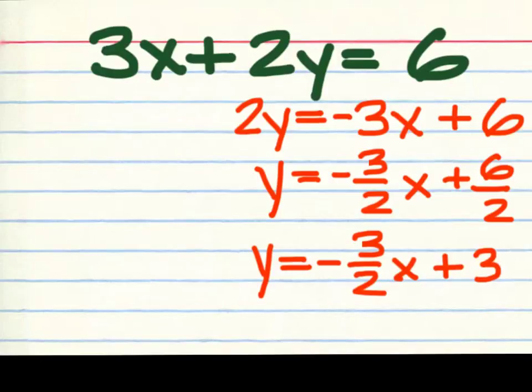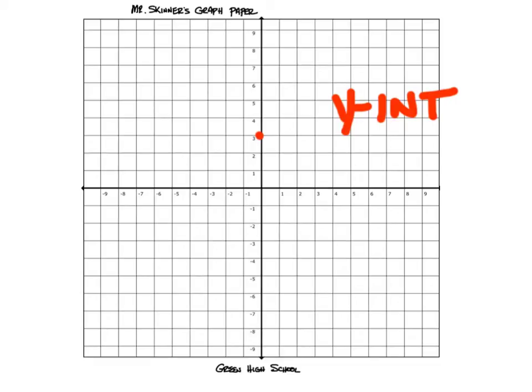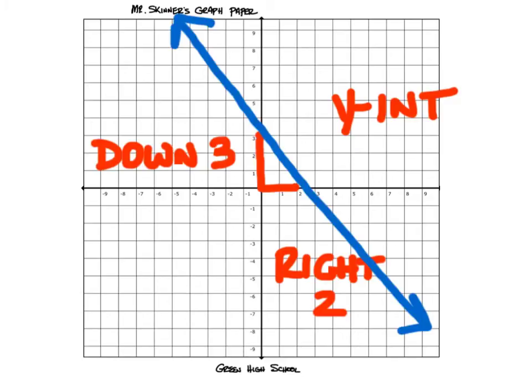All right, so it's y equals negative 3/2 x plus 3. Here is your plus 3 y-intercept. The slope was negative 3/2, so we have to go down 3 from the y-intercept and then to the right 2. You're always going to go to the right. Down 3, to the right 2, and then draw the line.